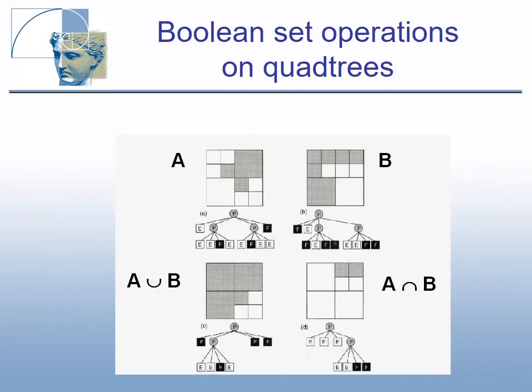Set operations are a little more complex with quadtrees than with regular grids. For example, 2 quadtree objects, A and B, are shown on the top. Their union is shown at the lower left, and the intersection at the lower right. Note that we need to remake the entire data structure for the result of the operation.